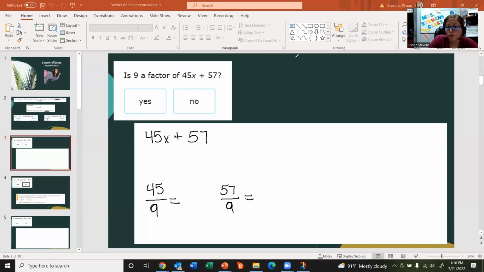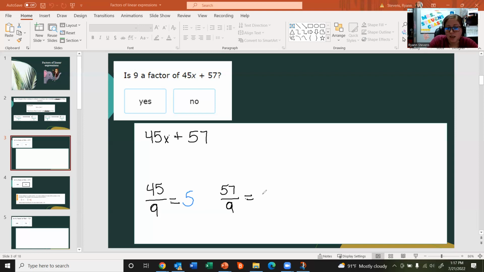So when we check this, 45 divided by 9, we would say yes. 45 divided by 9 is 5. 5 times 9 is 45. You can look at it that way. But then over here, 57 divided by 9, we know that 9 times 6 is 54, and we know that 9 times 7 is 63, but that doesn't equal 57.